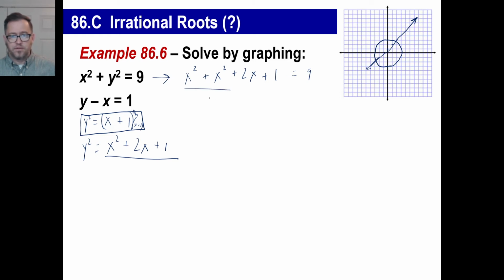We got 2x squared plus 2x plus 1. Okay, that's not going to cancel out. Let's just move the 9 over here. So 1 minus 9 is -8. That equals 0. Now, if you notice, all three of these are divisible by 2. So let's just simplify this equation. So we have x squared plus x minus 4 equals 0.